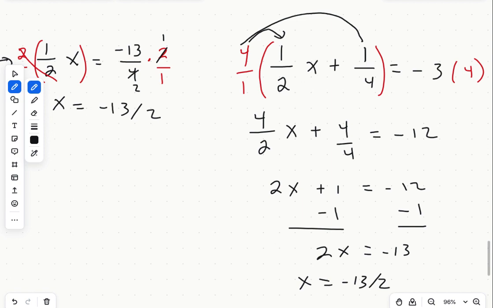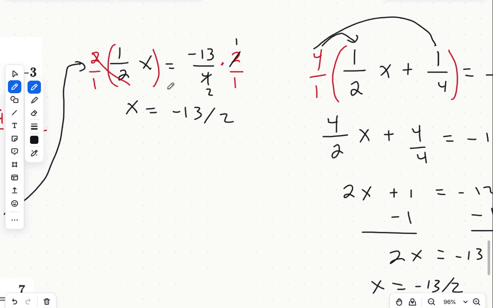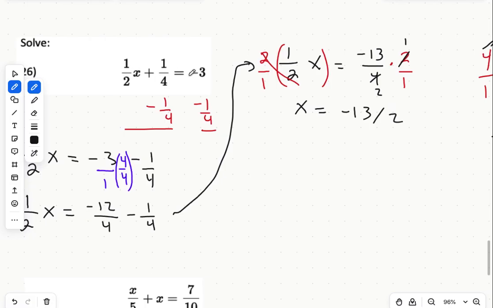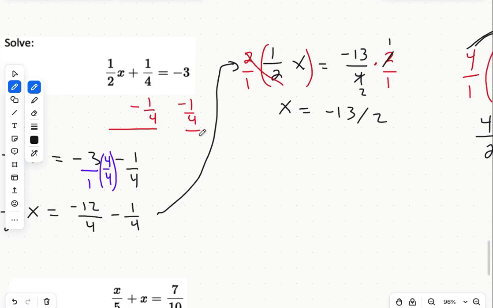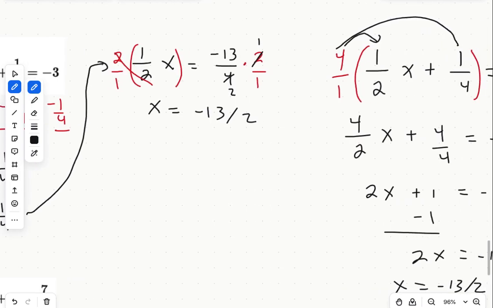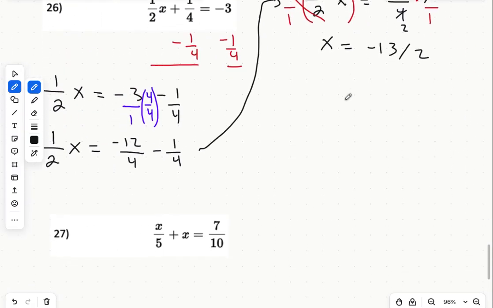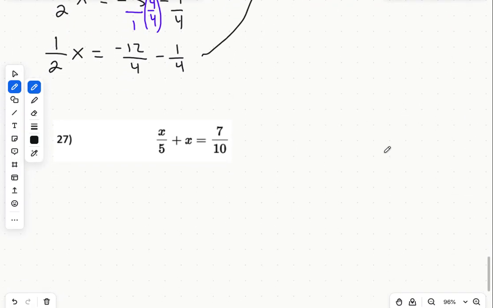So for me, I much prefer this version. This works as if there were like 6 fractions in this. The other way would just be a miserable way to solve it. And with this, you just multiply everything by the LCD, clearing all the fractions in the very first step. So that's my preferred version. And so for this one, I will show my preferred version.